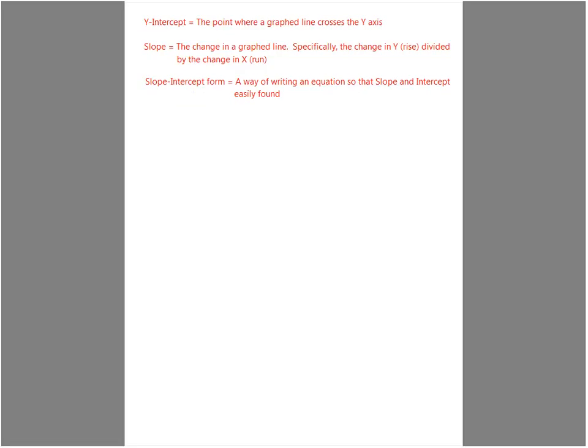And then last but not least is the slope-intercept form for an equation, and that's the way of writing an equation so that the slope and intercept are easily found. And we're going to see that first off right here in number 1.